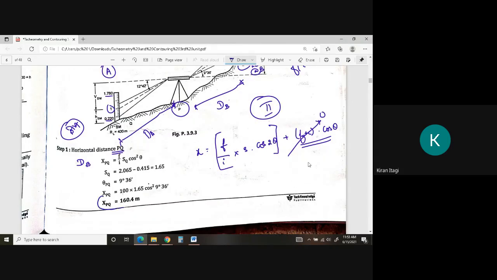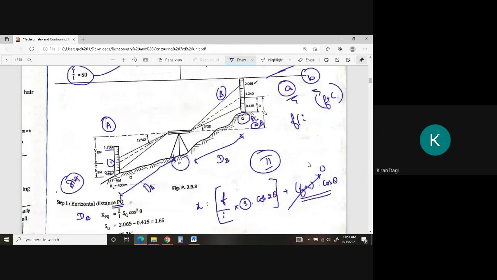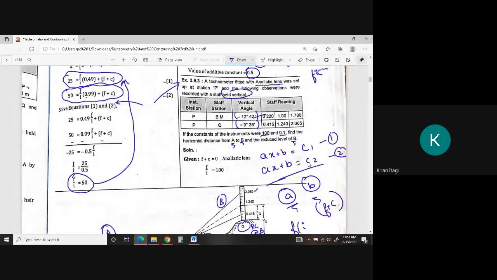Here we are getting the distance as 160.4 meter. We know the value of f upon i, we know the value of s. How can you determine the value of s? That is this one: top hair minus bottom hair, you will get the value of s.